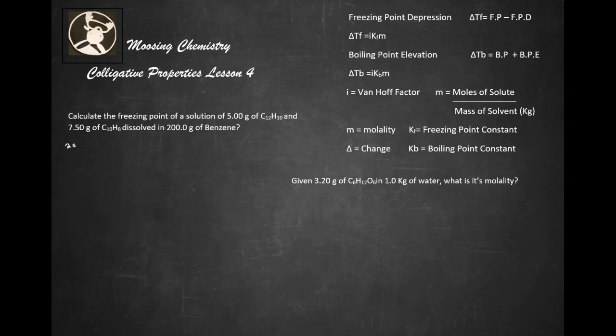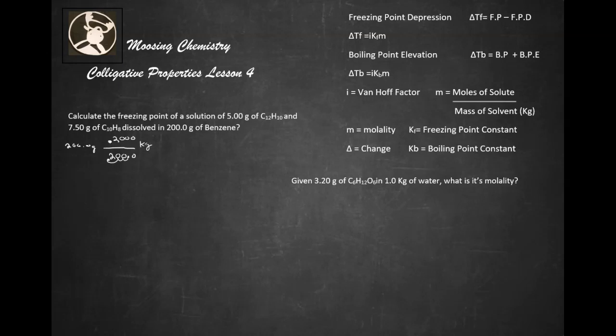So we got 200.0 grams, and we want to change that into kilograms. And this is actually really easy. You just take the 200 here, 0.0, and you move this decimal 3 places over, just like that. And that gives you 0.2000. So that was simple.